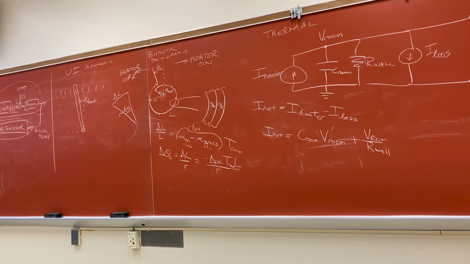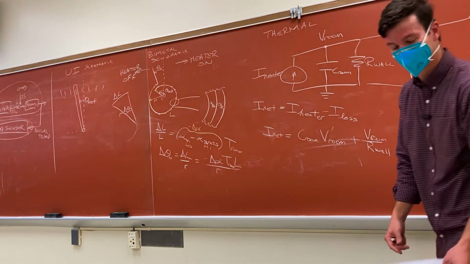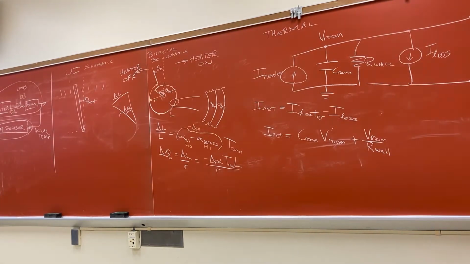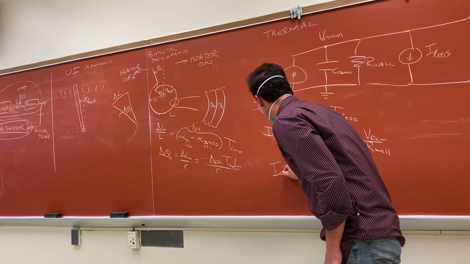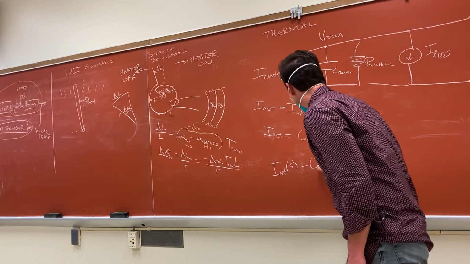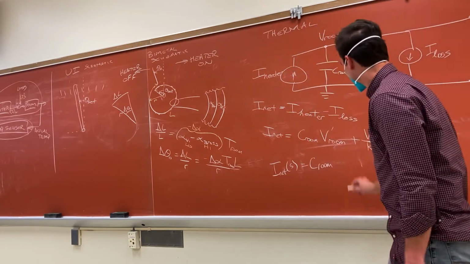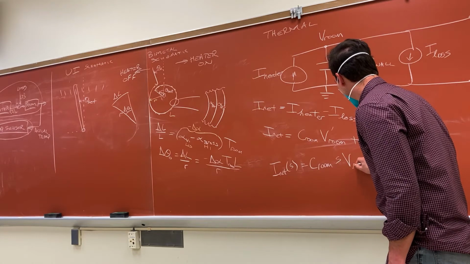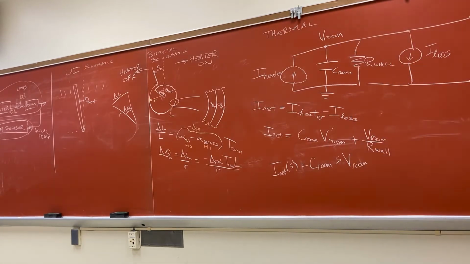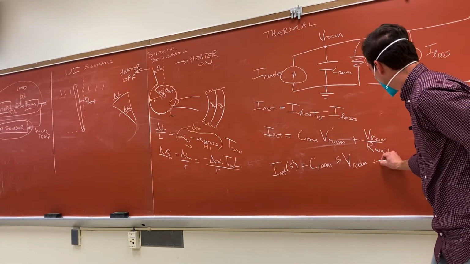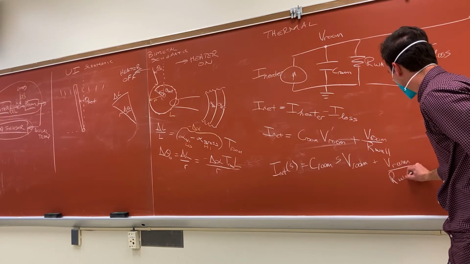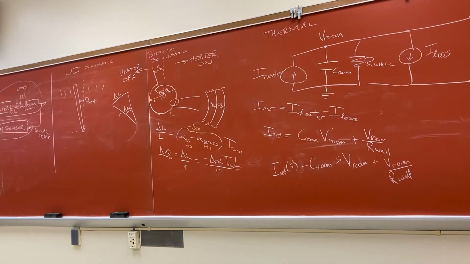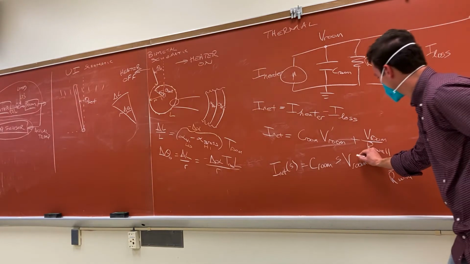Okay, all right. I never doubted you for a second. All right, in Laplace land, what do we get here? We get I net in terms of S equals C room times S times V room, plus V room over R wall. This V room is a function of S.